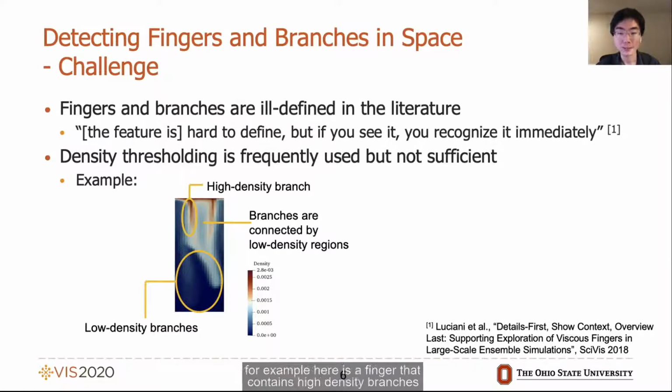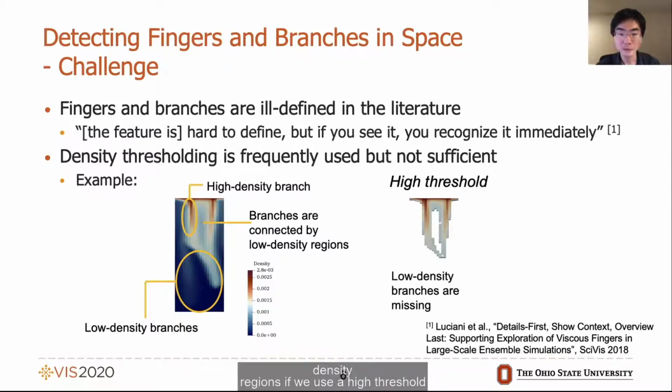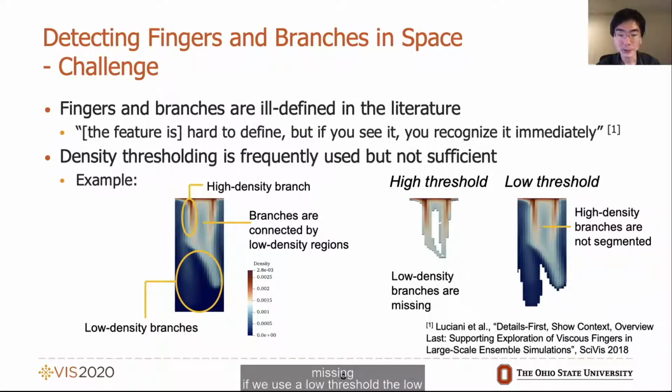For example, here is a finger that contains high-density branches and low-density branches. Also, the high-density branches are connected by low-density regions. If we use a high threshold, although the high-density branches are separated, the low-density branches are missing. If we use a low threshold, the low-density branches are preserved, but the high-density branches cannot be segmented.